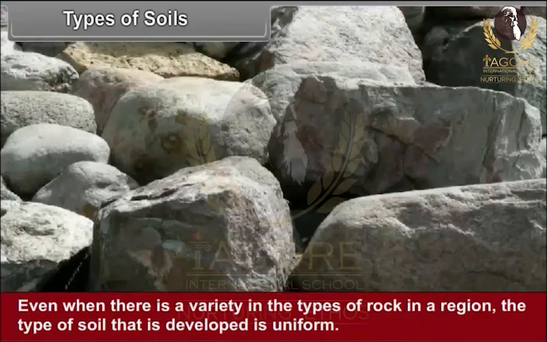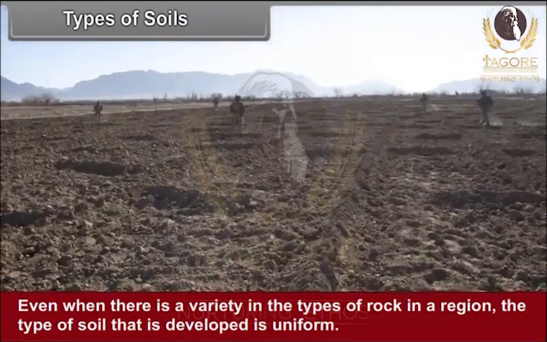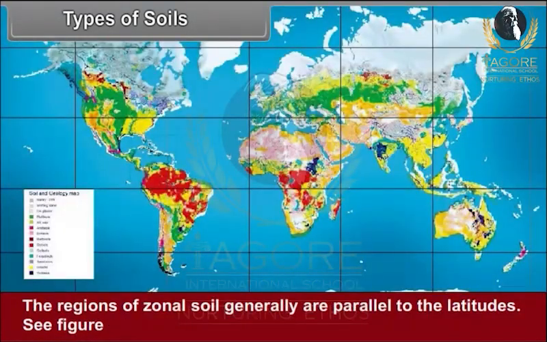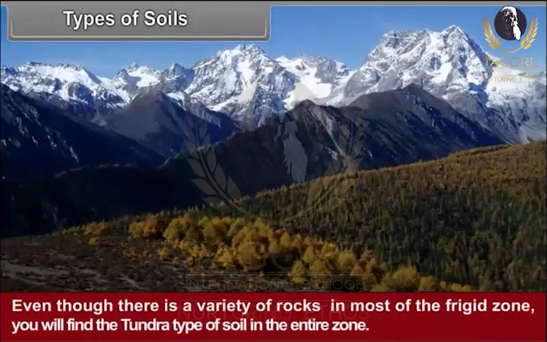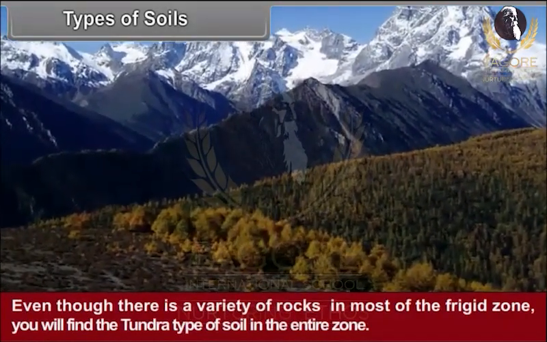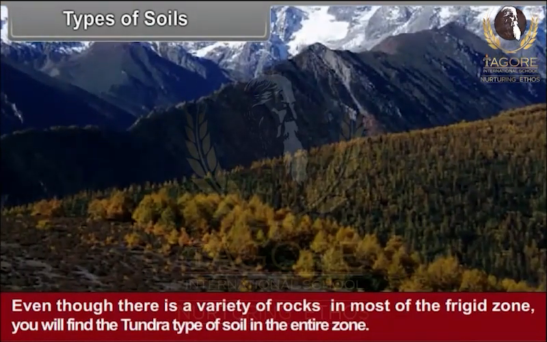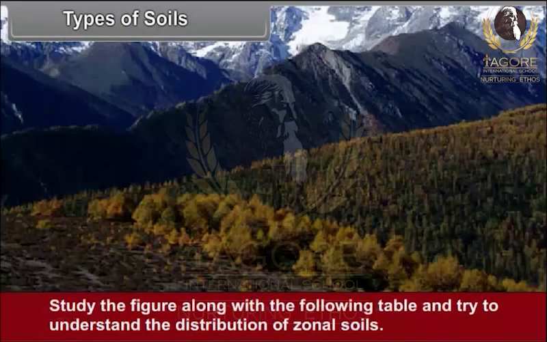Even when there is a variety in the types of rock in a region, the type of soil that is developed is uniform. The regions of zonal soil generally are parallel to the latitudes. See figure 8.5. Even though there is a variety of rocks in most of the frigid zone, you will find the tundra type of soil in the entire zone. Study the figure along with the following table and try to understand the distribution of zonal soils.